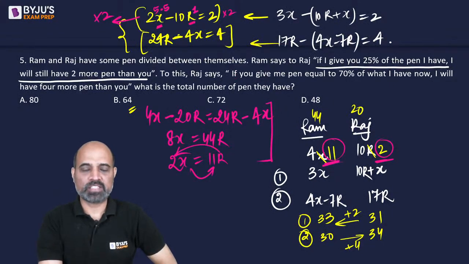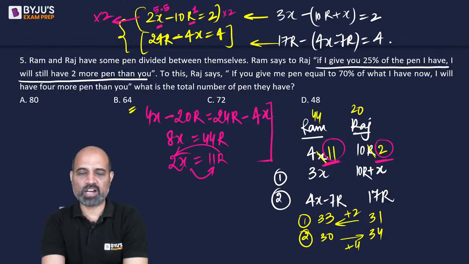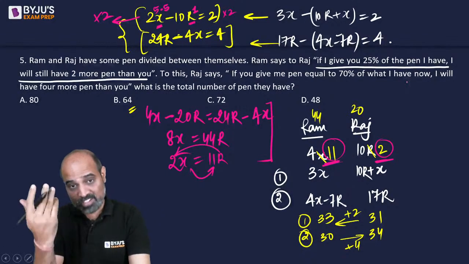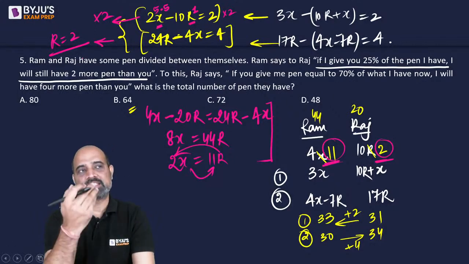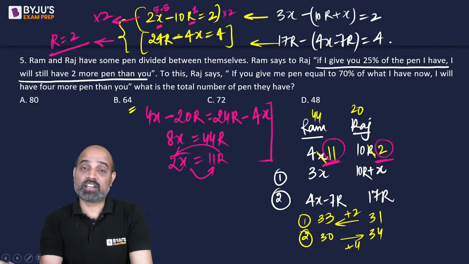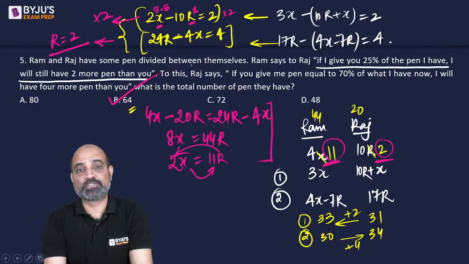If I double these two, and if I add, I will have 4x minus 4x gone, 24r minus 20r, that is 4r is equal to 8. Arey yaar, such a bad thing. I'll get r is equal to 2 by solving. I was adding on the LHS, I was subtracting on the RHS, so I was getting equal to 0. I was like, कि क्यों नहीं आ रहा है? Sorry guys, it was very easy.